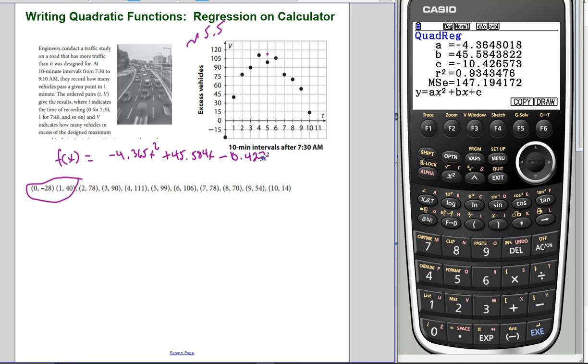This would be a real pain to do in completing the square, but if you were to do it by hand using the estimate of about 5.5 as your vertex and using these 2 points, you would come up with a different a. Do not use this a in your vertex form. That will be a no-no. This a and this a are slightly different because we had to factor out some things. All right.